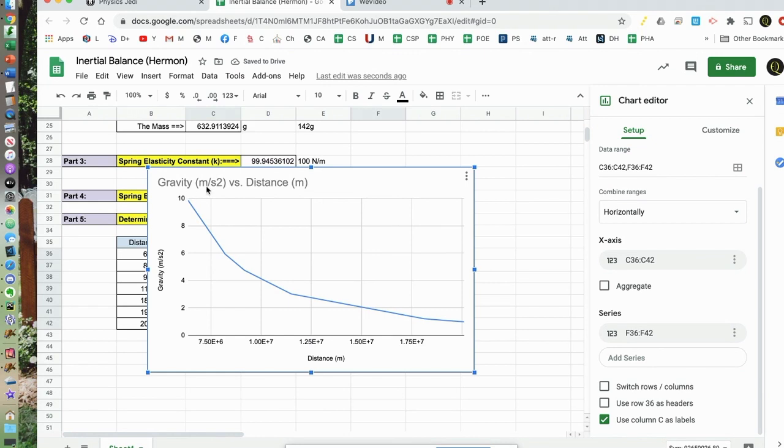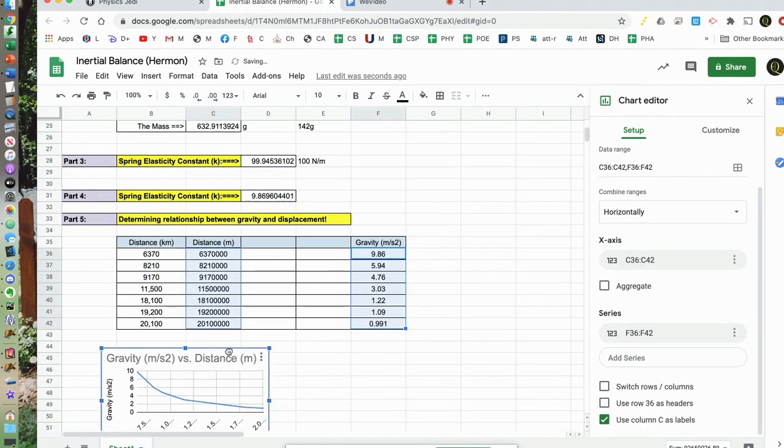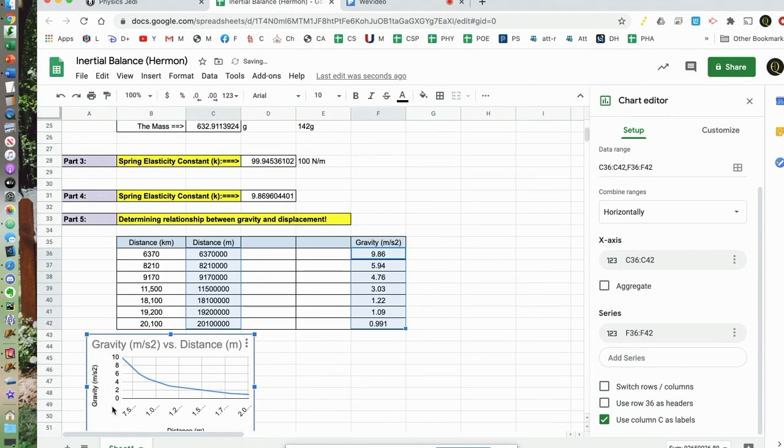And here's what I got. Gravity versus distance. Now, this is one of your 7 charts you need to memorize too. What kind of a graph is this? This is an inverse graph. So it looks like as you get further and further away with the distance, gravity goes down. Okay?